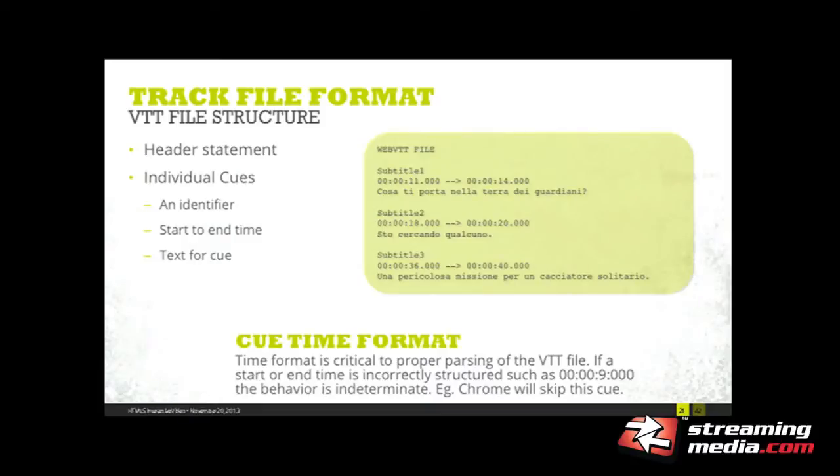So let's take a look at an actual web VTT file. The first line is going to be this web VTT header line, which just simply states this is a web VTT file. And then we get right into the actual cues, and each block here is referenced as a cue. On the first line, you see subtitle 1. This is actually the ID for that cue. Then we have a start time and an end time, in this case from 11 seconds to 14 seconds in the timeline of that video.